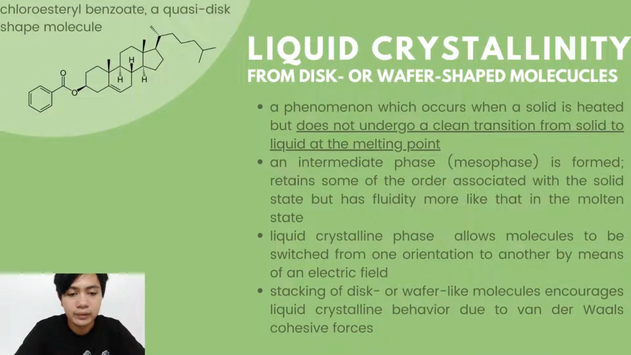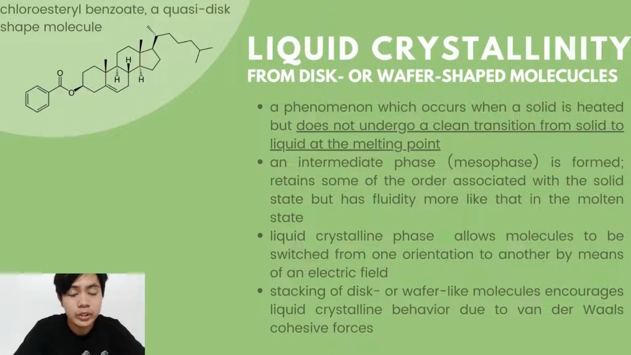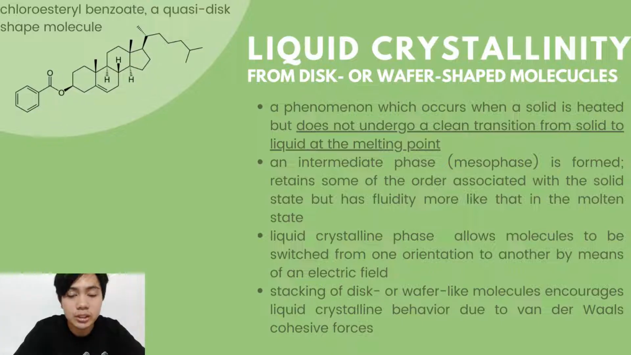Moving on to the liquid crystallinity from disc or wafer-shaped molecules. By definition, liquid crystallinity is a phenomenon which occurs when a solid is heated but does not undergo a clean transition from solid to liquid at the melting point, meaning that an intermediate phase, a mesophase, is formed, and it retains some of the order associated with the solid state. But take note that it has fluidity more like that in the molten state.